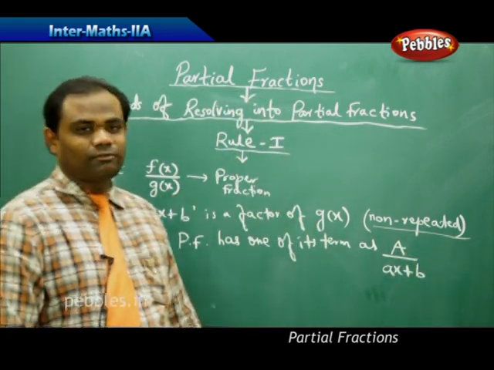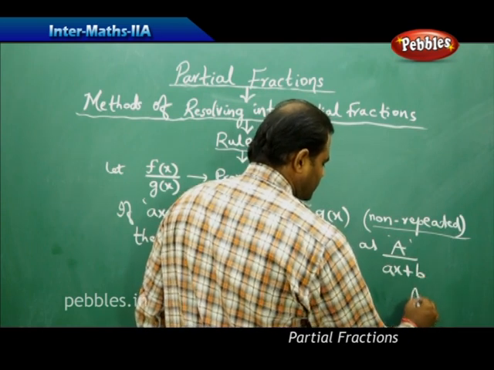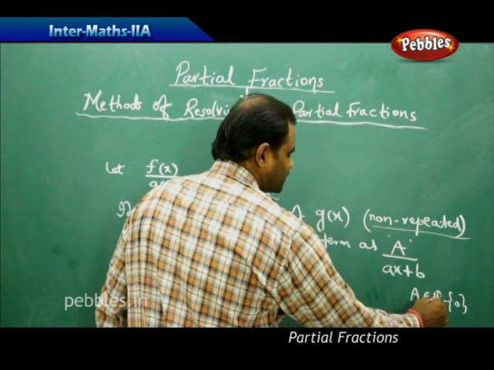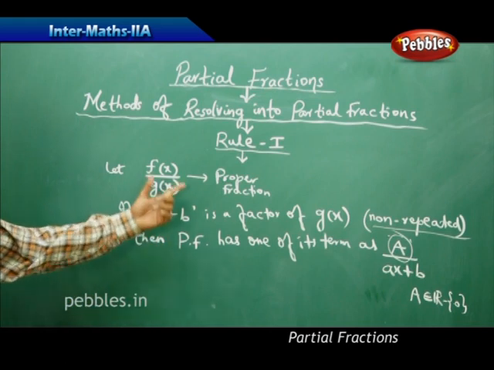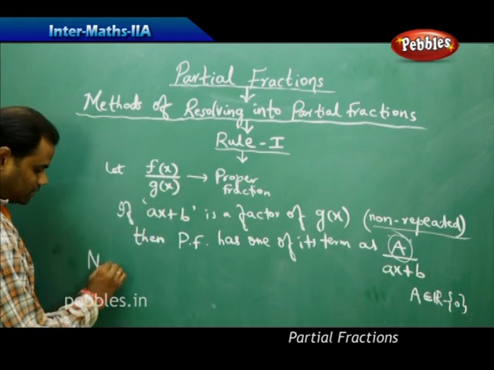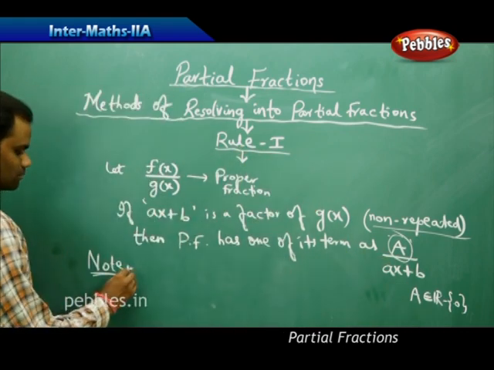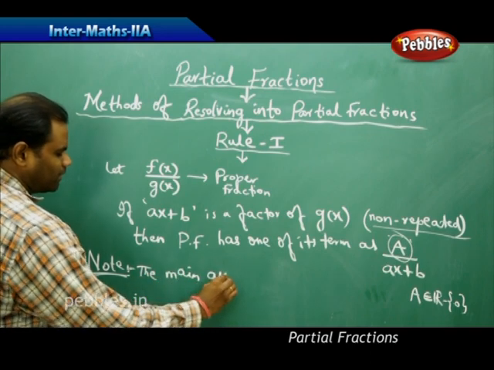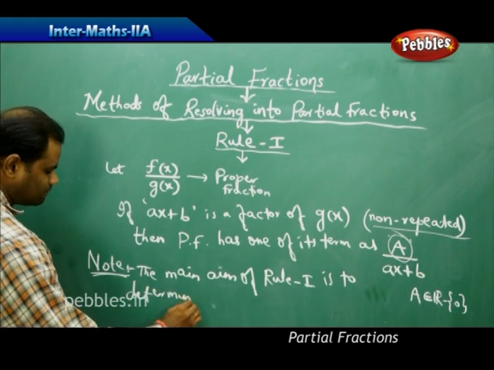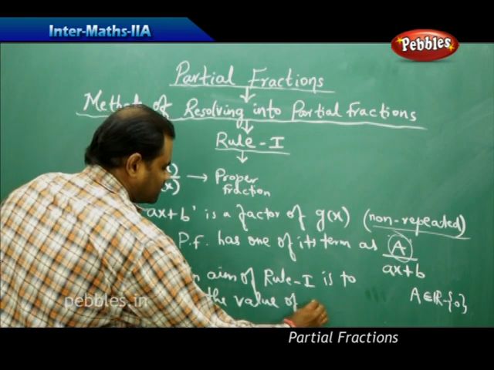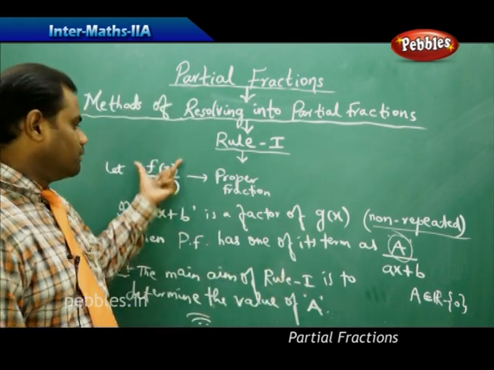For each such factor, the term which can be split is in the form of A by ax plus b, where A is a non-zero real number. So this is the concept through which I find A. Ultimately, rule 1 is based on finding A. So here the main aim of rule 1 is to determine the value of A. Let's see how we can determine the value of A, which gives us indirectly the partial fraction of the given proper fraction.